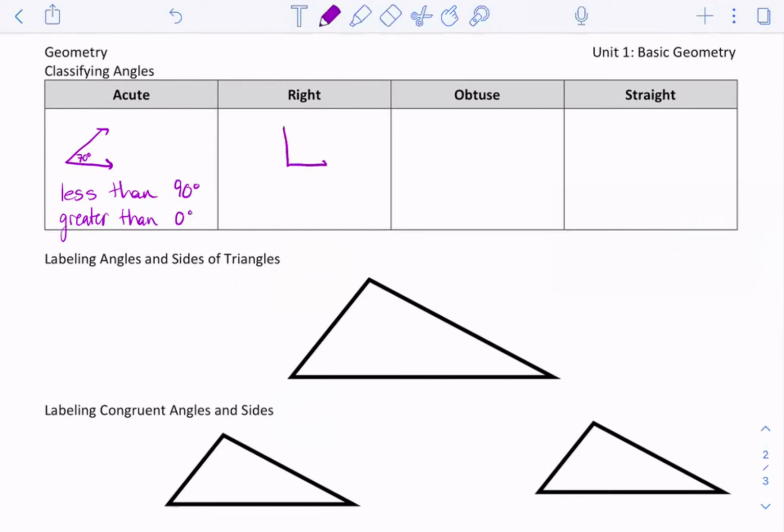Here's a right angle. This is important. A right angle gets marked with that little box because it's equal to 90 degrees. I think you guys know that one.